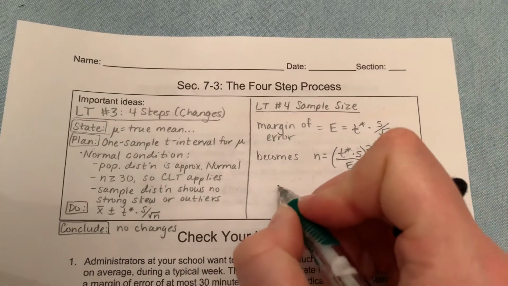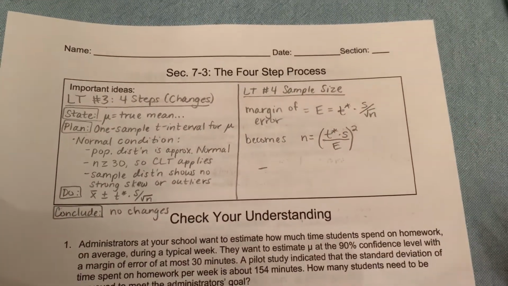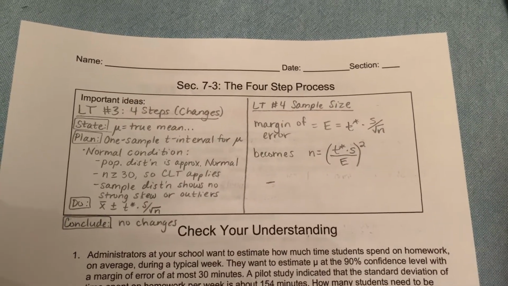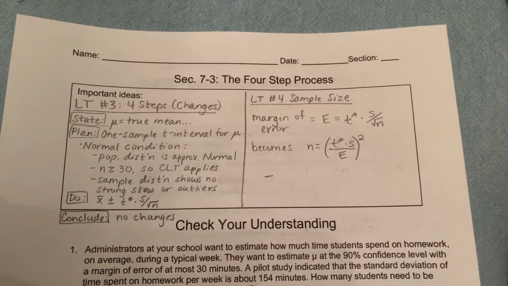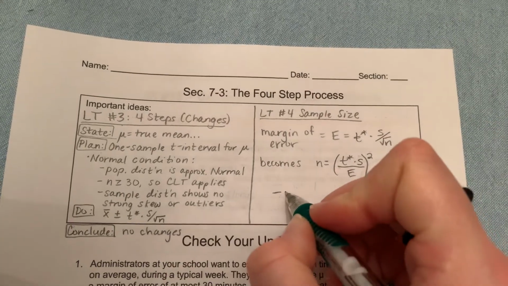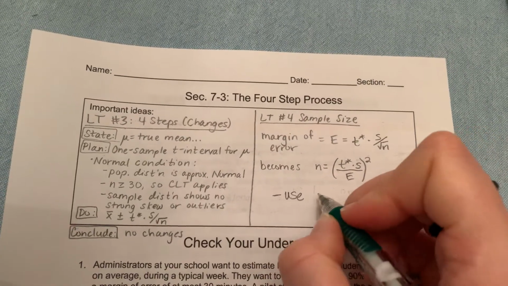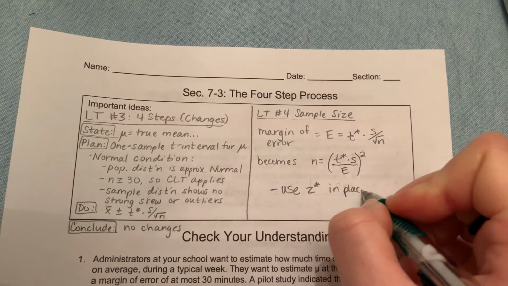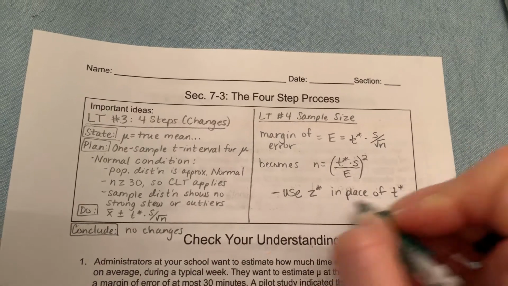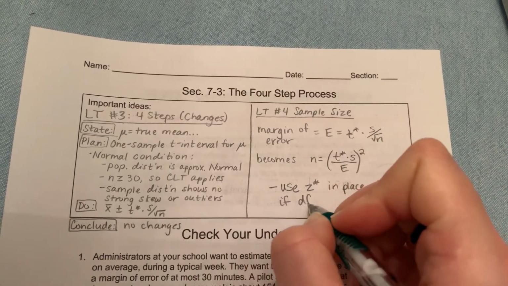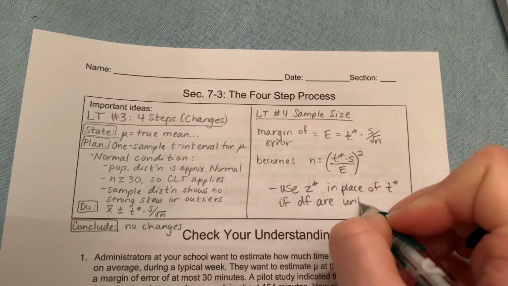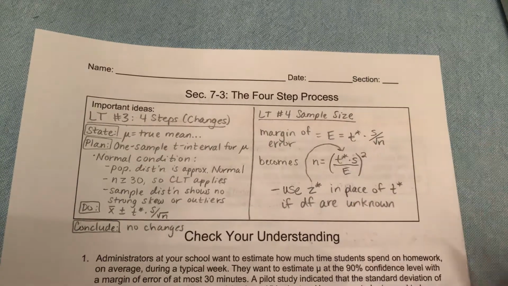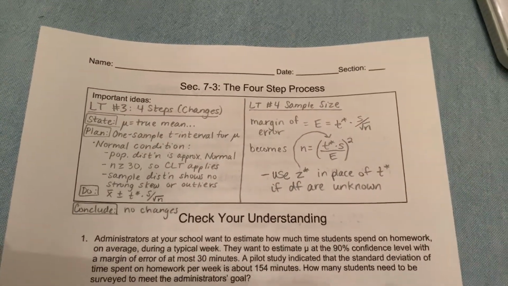And then I also want to note that t star depends on your degrees of freedom, and degrees of freedom is n minus 1. If you don't know n, then you can't find t star. You can make a guess at n if you want to, but what we typically do is just use the conservative choice of using z star in place of t star if the degrees of freedom are unknown, which, like I said, they normally are. So typically this z star gets put in the place of t star. Okay, so I think that's about it for the big ideas.